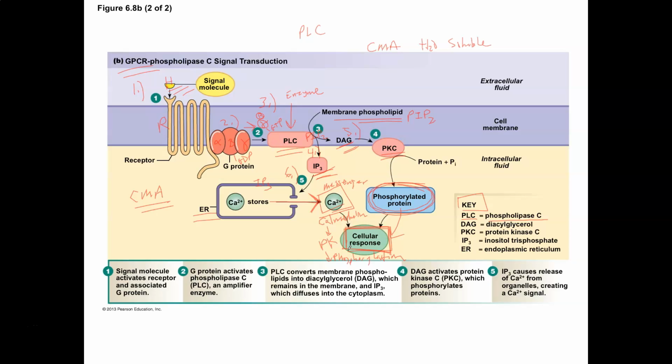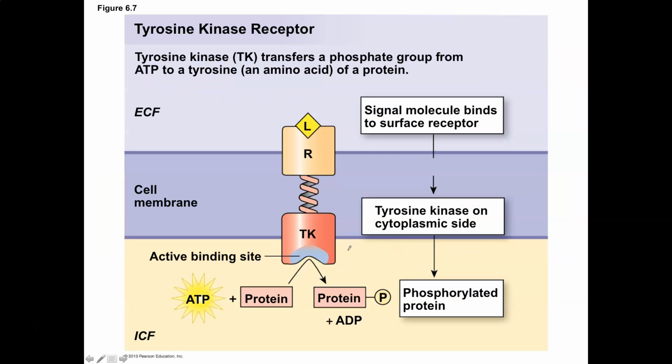The last main pathway for water-soluble hormones is the tyrosine kinase pathway. The tyrosine kinase pathway is a little bit different. In this mechanism, what you're going to see is an activation of the receptor, and then the receptor is going to go on to phosphorylate proteins within the cell.